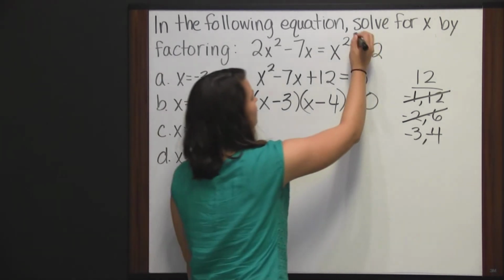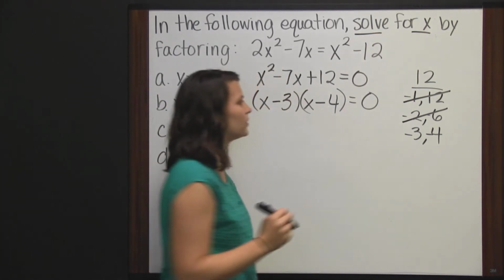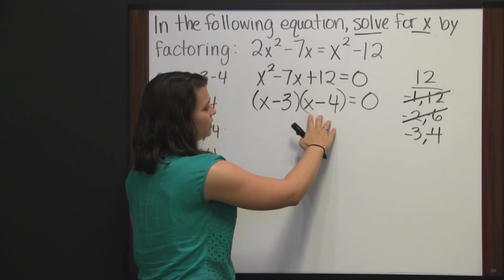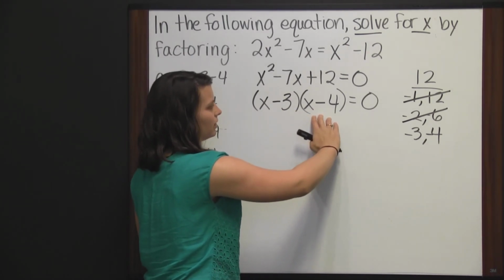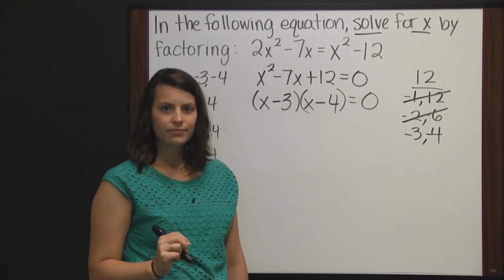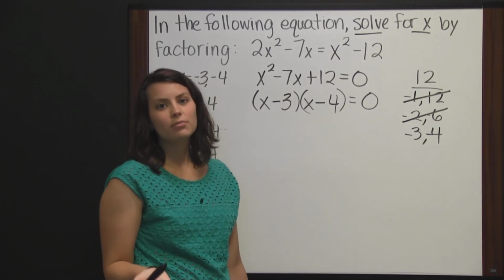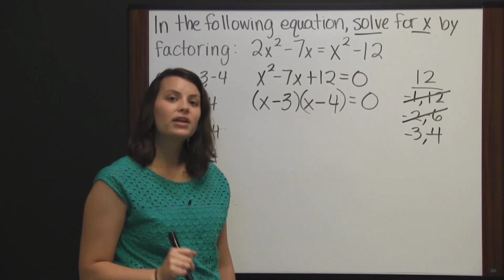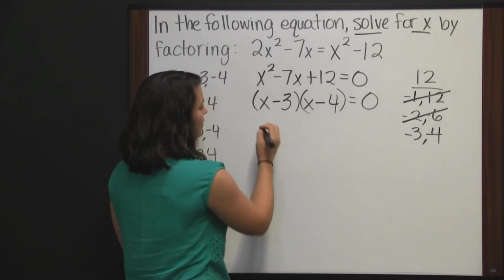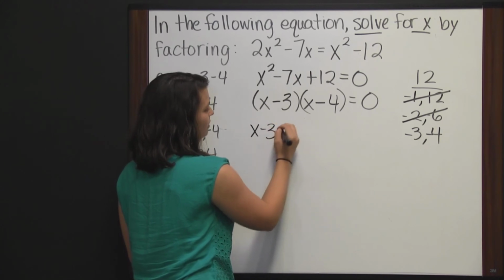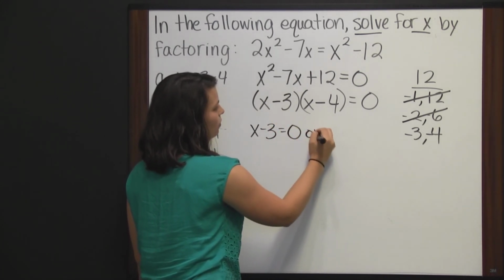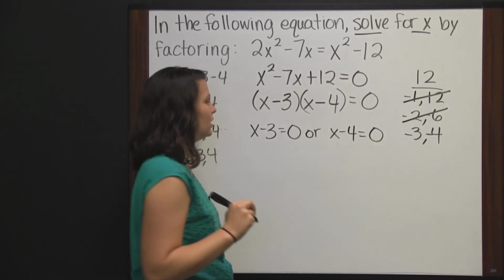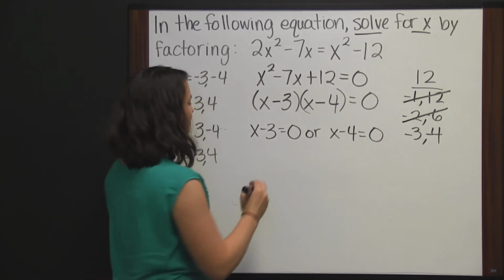But we still haven't solved for x. Here we have two expressions that we're multiplying together, and that gives us 0. The only way you can multiply two numbers together and get 0 is if one of them is 0. So that means that either x minus 3 must be 0 or x minus 4 must be 0. And now we just solve each equation.